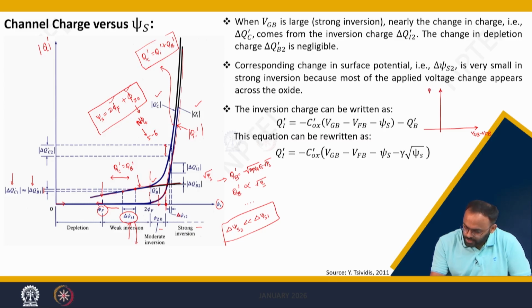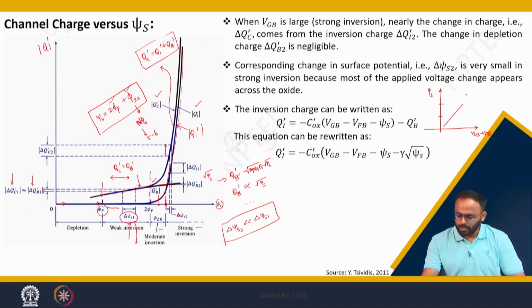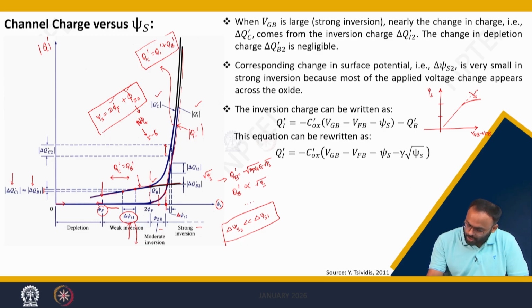So if we plot the surface potential till 2φF, this is almost linear with a constant slope, and beyond that point what will happen? It will drop to a smaller slope. Then this region of operation is termed as 2φF plus phi z0. So this is the 2φF line and this is the strong inversion region.